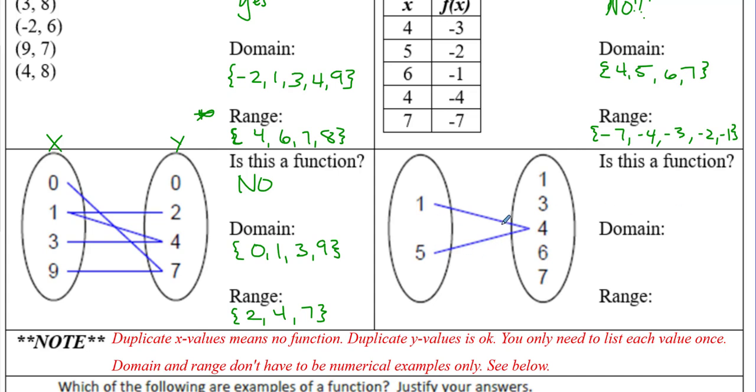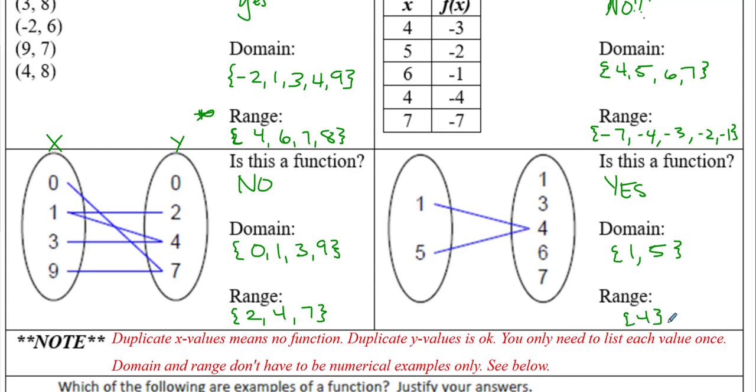All right. This next one is a function. 1 goes to 4, 5 goes to 4. Hey, that's like Tom and Jerry. They're sharing the same birthday. Is this a function? Sure is. We're going to write that big old yes. Our domain, we got 2 values: 1 and 5. And then our range is 4.